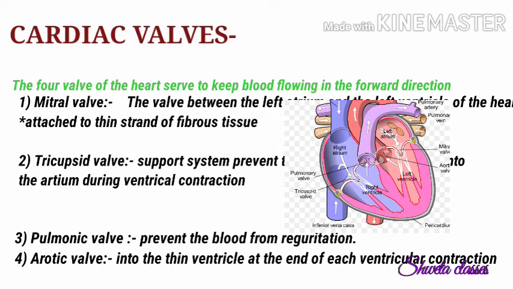The aortic valve is the fourth valve of the heart. The aortic valve in the human heart lies between the left ventricle and the aorta. It is one of the two semilunar valves of the heart, the other being the pulmonary valve.